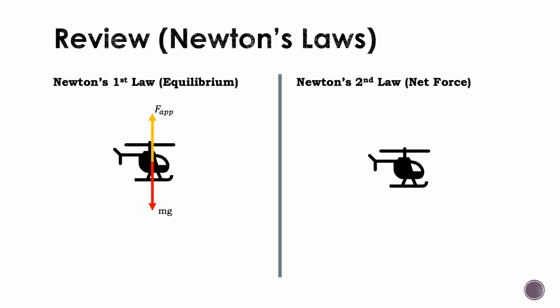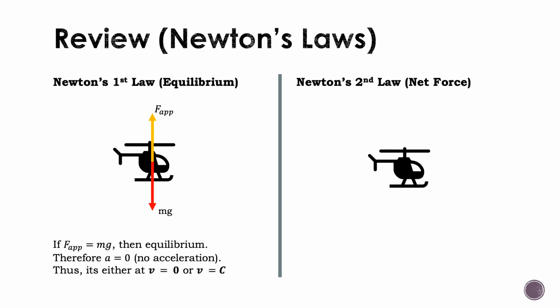Now, this is the misconception. Some people think that because things are in equilibrium, it must mean they're not moving. That's not true. Newton's first law says that if the forces are in equilibrium, it means there's no acceleration. It means there's no change. So it could be at rest, or it could be at a constant velocity. But here's the thing about free body diagrams. It never tells you what direction the object is going.